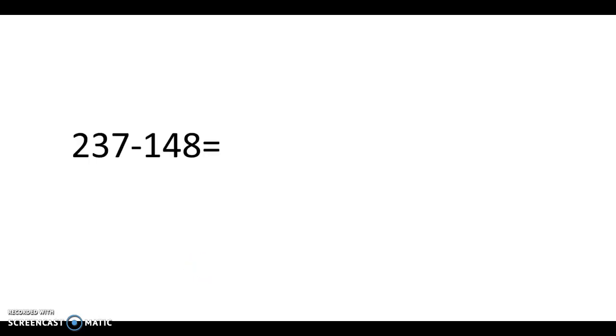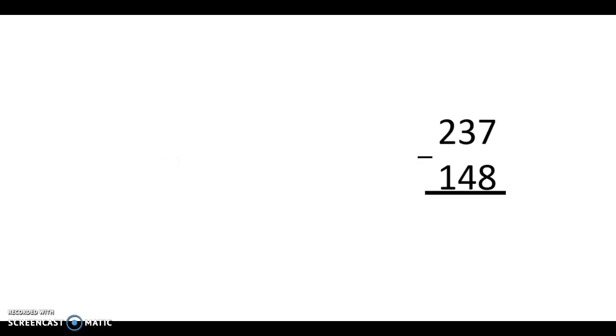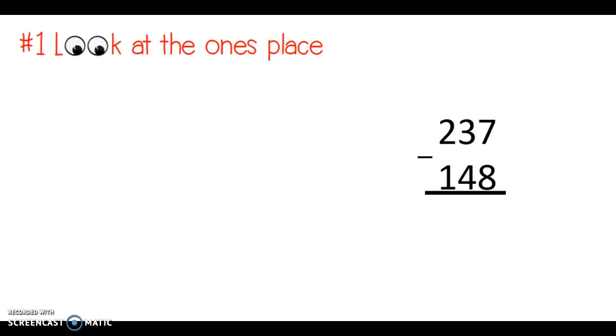Okay, so now we're going to do 237 minus 148. The first thing I'm going to do is line my problem up vertically. So I've put my larger number on top, 237, and I am subtracting 148.